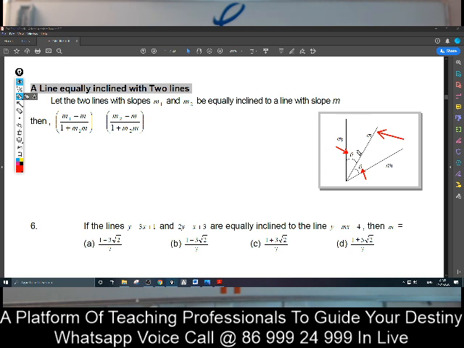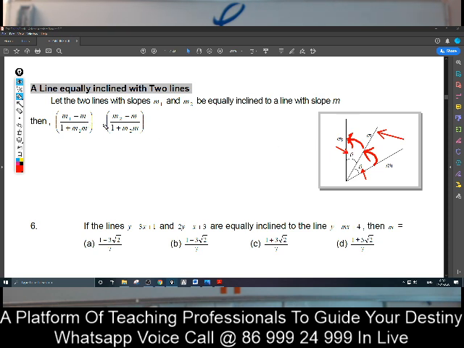while applying the formula, just apply like this. This must be taken in the same order. M1 minus M by 1 plus M1M, and the same order to be continued is equal to, just check, M minus M2 by 1 plus MM2. That's what you have to understand.